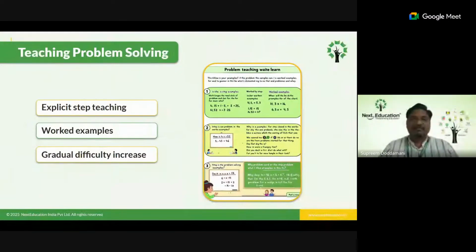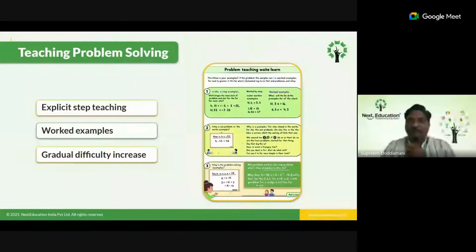This is nothing but what? Breaking problem solving into visible, repeatable steps and modeling each step clearly. This is what explicit teaching means. I repeat once again what exactly it is. Here, we are breaking down the problem. It is not only the problem, it may be the concept also. Whatever you're supposed to teach, even it may be a diagram also, where they have to draw it, right?